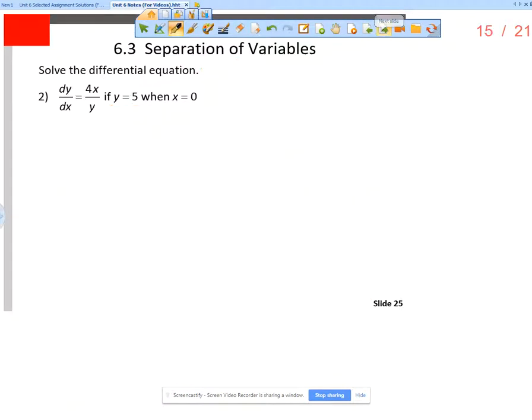So let's go on to slide number 25. All right, so same idea here. We have to separate the variables. So I have dy/dx equals 4x over y. So I'm going to multiply by dx, and I'm going to multiply by y. So I get that y dy is equal to 4x dx.